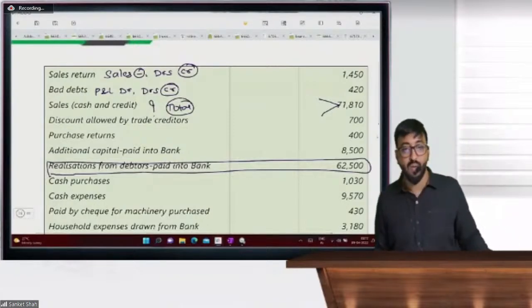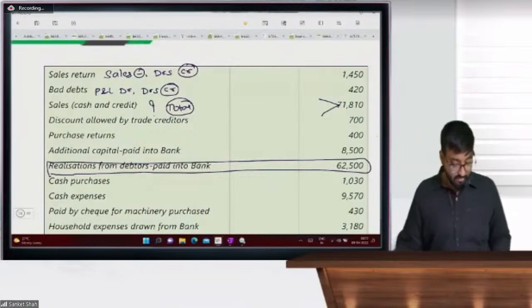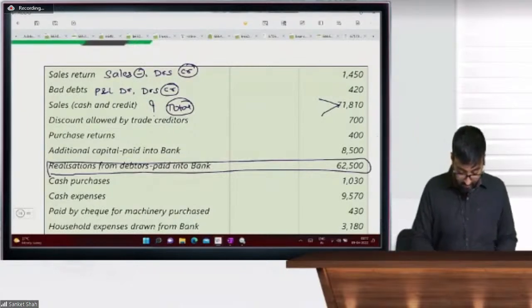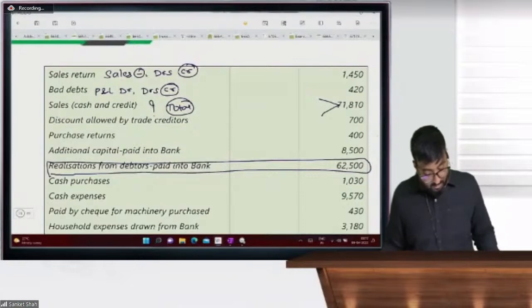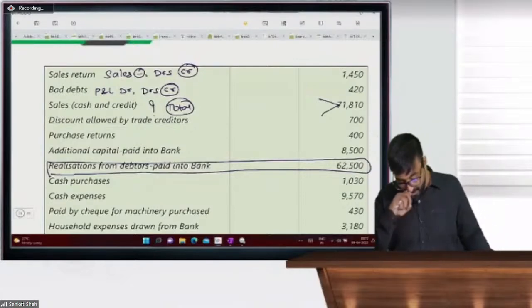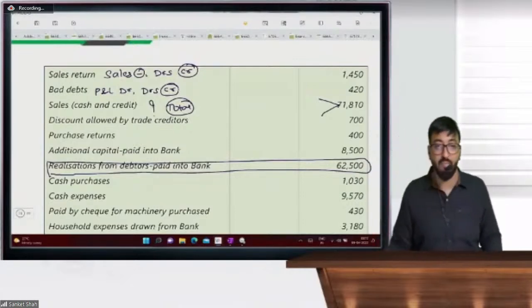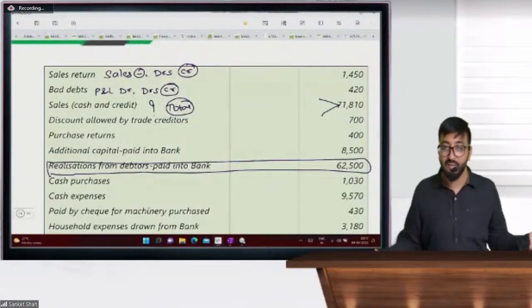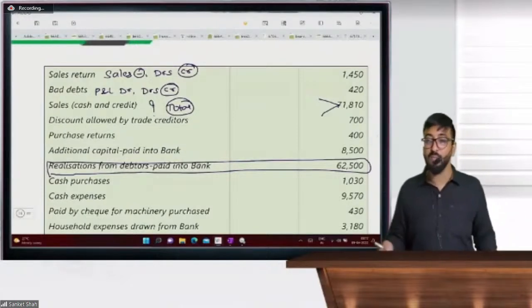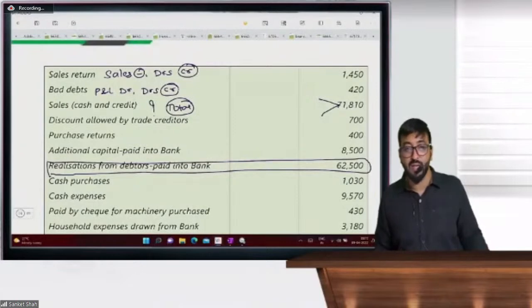Discount allowed by trade creditors. Beta Zainab is asking me, sir, if you need experience in this type of questions, how are we going to solve it in the exam? But by practicing it, it is very simple. How to get experience? By solving the same question 2 to 3 times.